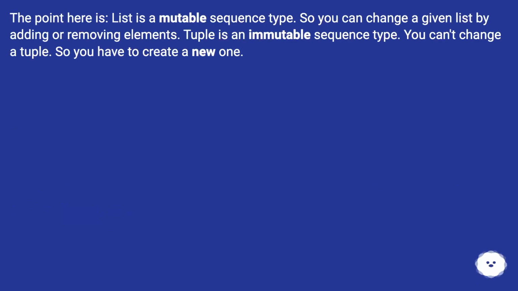The point here is, list is a mutable sequence type. So you can change a given list by adding or removing elements. Tuple is an immutable sequence type. You can't change a tuple. So you have to create a new one.